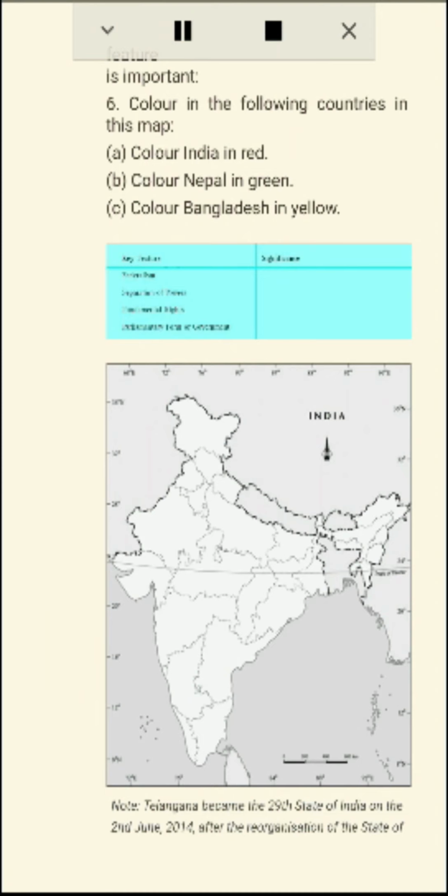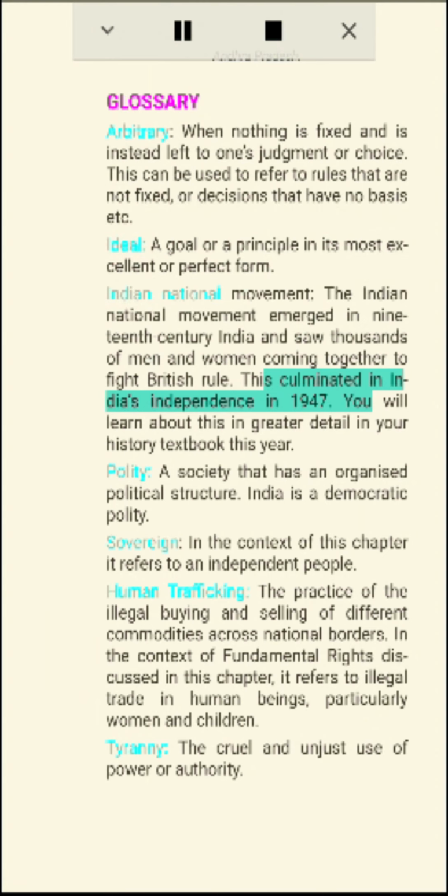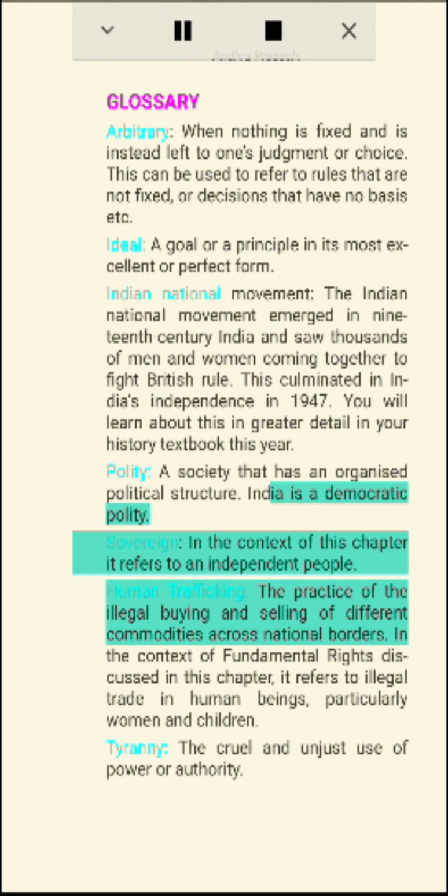Glossary: Arbitrary, when nothing is fixed and is instead left to one's judgment or choice. This can be used to refer to rules that are not fixed, or decisions that have no basis, etc. Ideal, a goal or a principle in its most excellent or perfect form. Indian national movement. The Indian national movement emerged in 19th century India and saw thousands of men and women coming together to fight British rule. This culminated in India's independence in 1947. You will learn about this in greater detail in your history textbook this year.